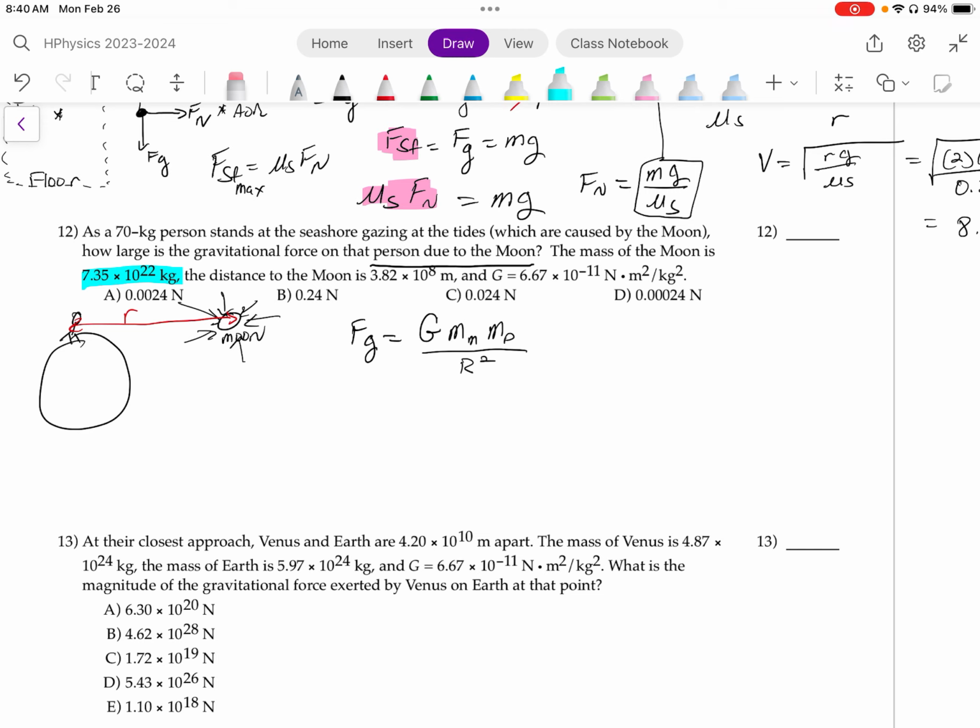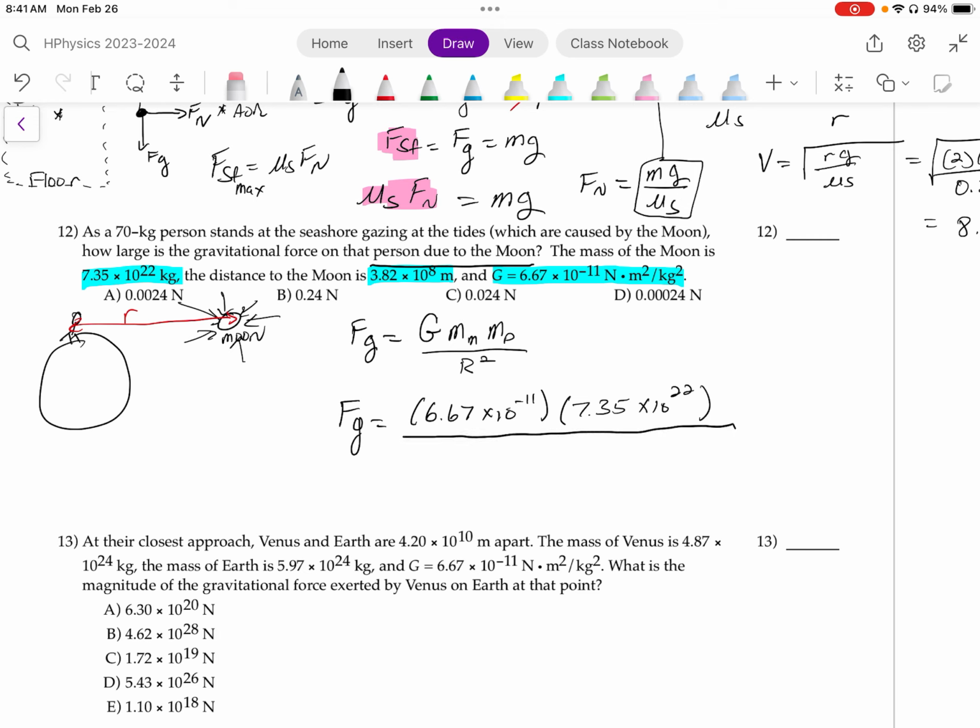The distance to the moon, they should have said to the center, is 3.82 times 10 to the 8th, so shame on them. And then they give you the big G value. So we need to calculate that. So the force of gravity acting on her will then be big G, which is 6.67 times 10 to the negative 11, times the mass of the moon, which is 7.35 times 10 to the 22nd. That's in kilograms, so these are all in units that I need.